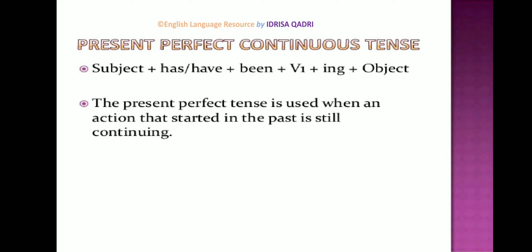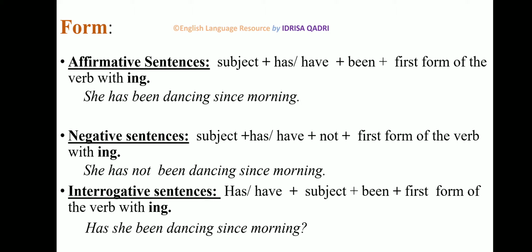Now moving towards present perfect continuous tense. The present perfect continuous tense is used to express an action that began sometime in the past and is still continuing. For example, she has been writing since morning. In order to know the form, in affirmative sentences, the structure is subject plus has or have plus been plus first form of verb with ing. For example, she has been dancing since morning.